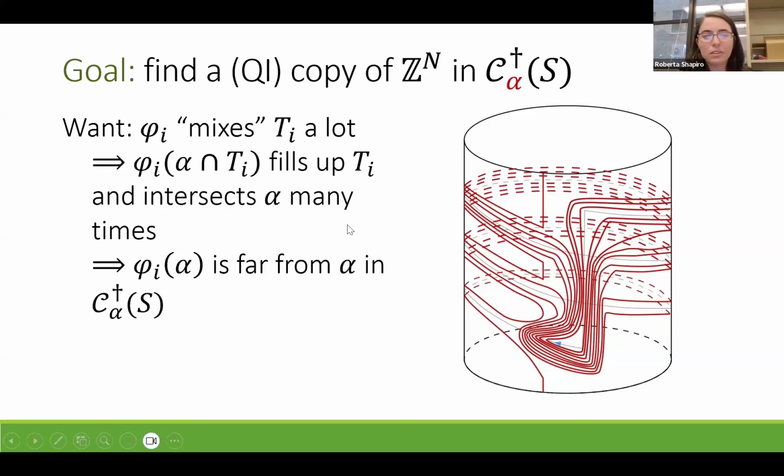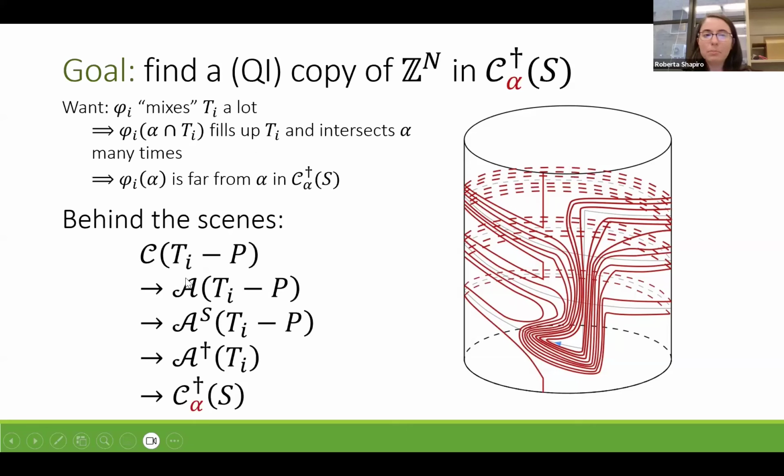Okay. So overall, after a homeomorphism, alpha intersects phi of alpha a lot. And so our hope is that phi of alpha is far from alpha in the single isotopy classifying curve graph. But behind the scenes, what we're actually doing is translating between around 5 different graphs, and this is just something I'm omitting here. So we're going from curve graphs to arc graphs to surviving arc graphs to fine arc graphs, and finally to our single isotopy classifying curve graph.